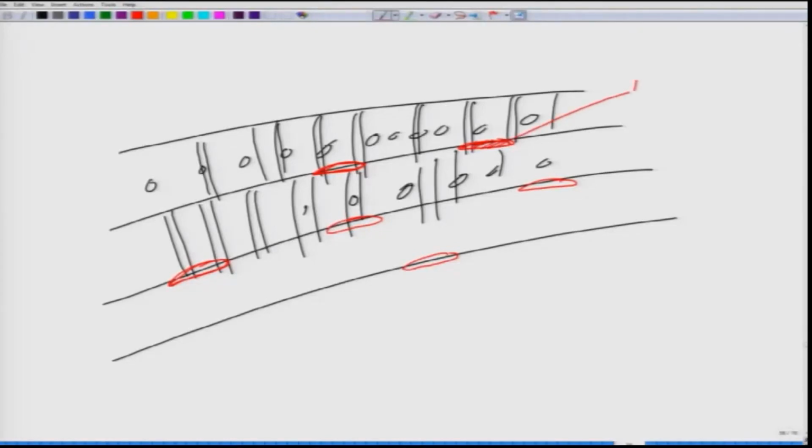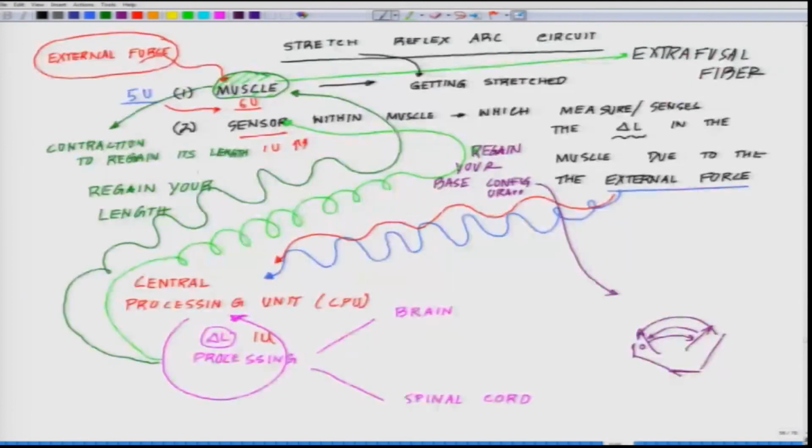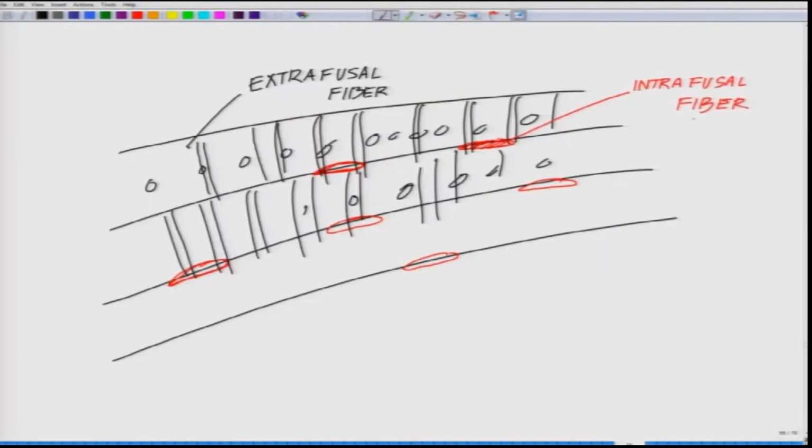are called intrafusal fiber, and this is your extrafusal fiber, and these intrafusal fibers are nothing but these sensory elements. These intrafusal fibers are sensory elements.